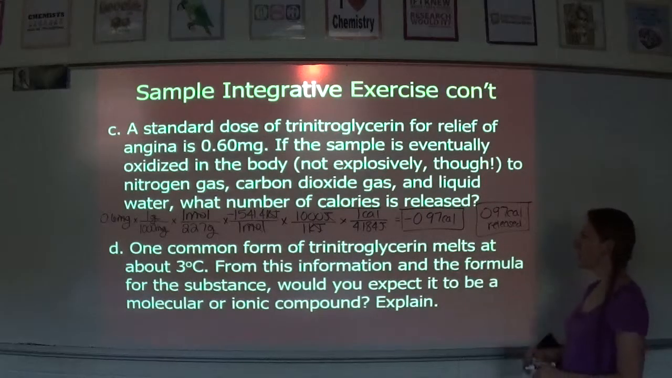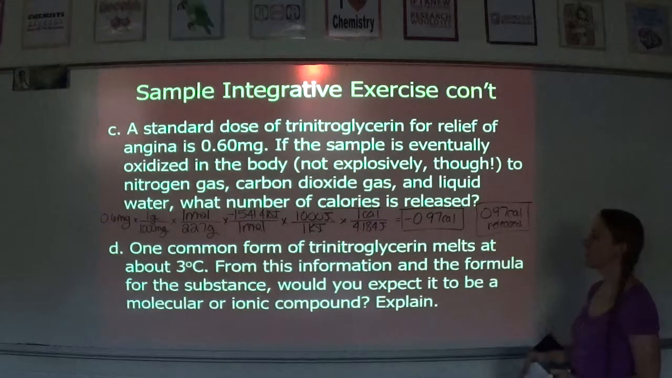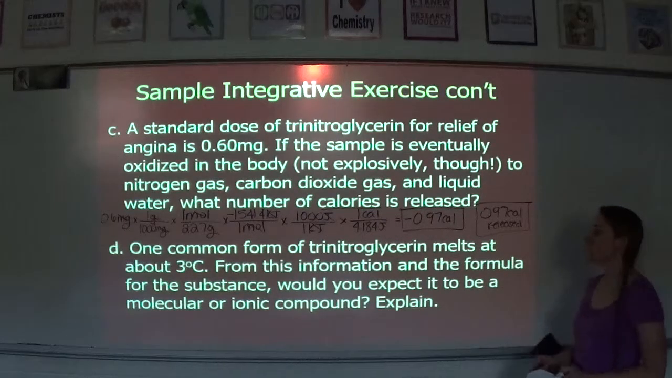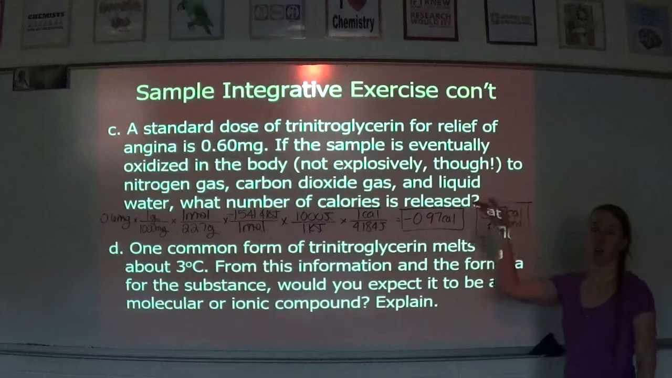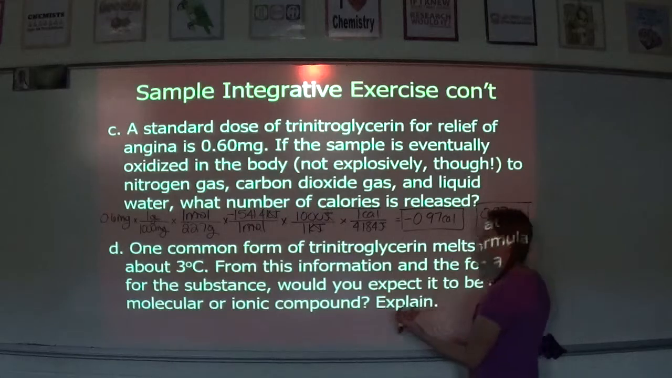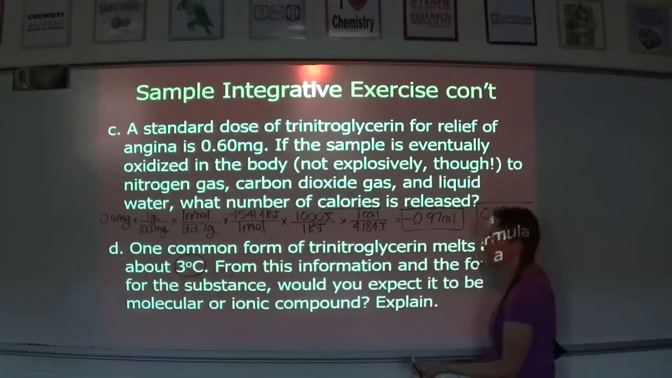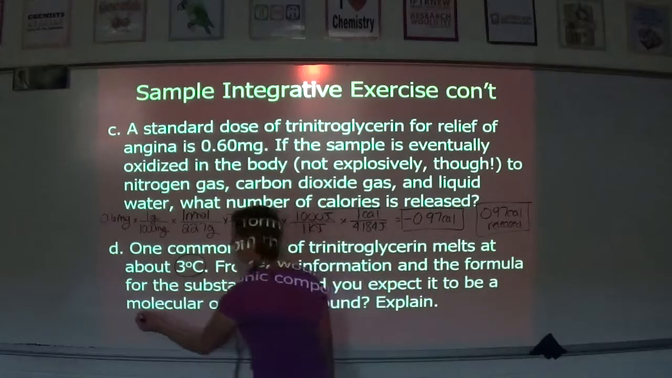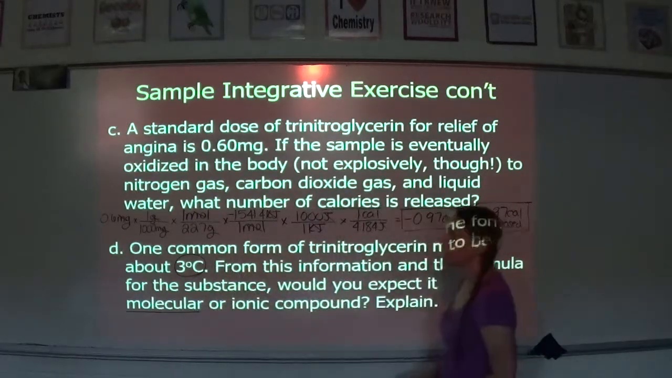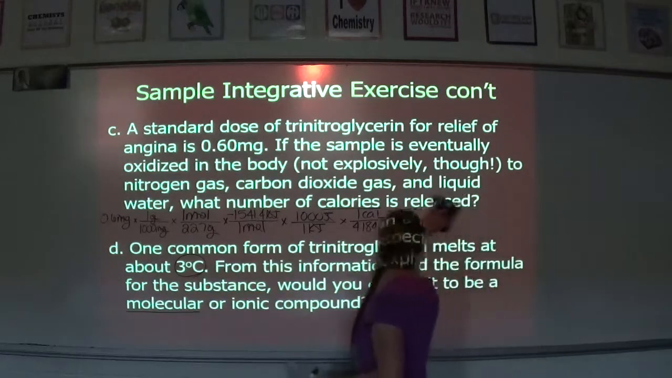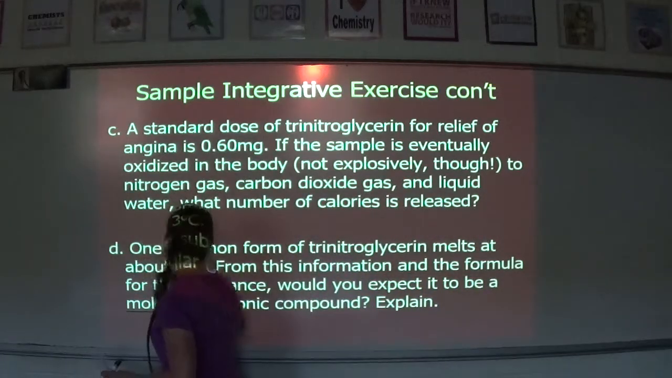So, one common form of trinitroglycerin melts at about 3 degrees Celsius. From this information and the formula of the substance, would you expect it to be molecular or ionic? Oh my gosh, I'm sorry, we'll just keep going. Well, if it has a low melting point, which it does, 3 degrees Celsius, we would consider it to be molecular. Okay, so we would consider molecular because of its low melting point. Okay, so for part D, it's molecular because of its low melting point.